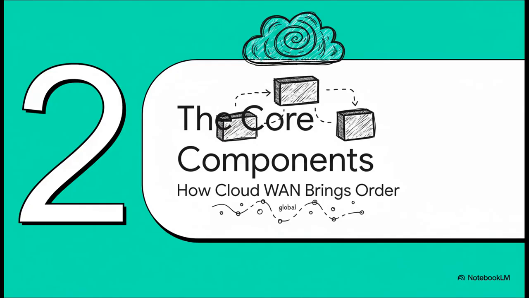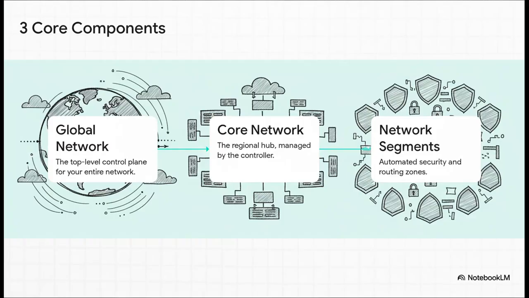So how does Cloud WAN actually pull this off? Well, it all comes down to its architecture. It's built on three core components that all work together to create this unified network. Let's break them down. First up, you have the global network. This is the top-level object, kind of like the main control plane for your whole network. Underneath that, you've got the core network, which you can think of as a managed hub inside each AWS region. And finally, and this is the really cool part, you have network segments. These are the secret sauce for security and isolation.